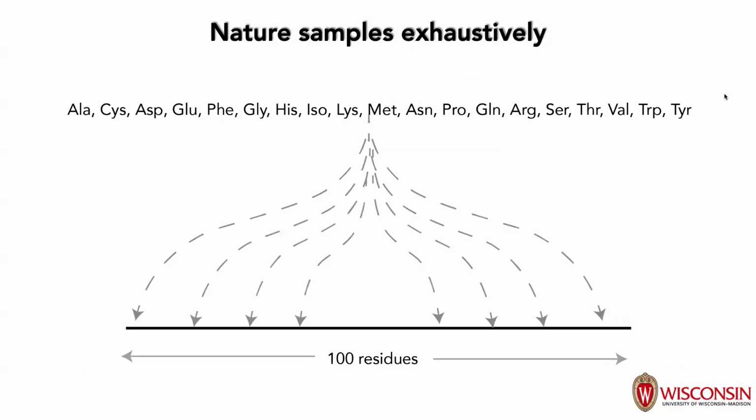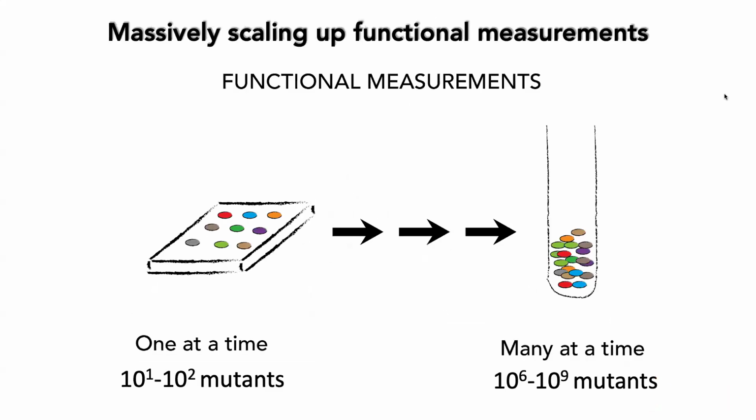Now, nature, of course, samples all mutations at all positions all the time, right? So it does this fairly exhaustively. And so if we really want to figure out how these sequence variations impact function, we ought to be able to make functional measurements at a scale beyond what we do now, which is say 10 to the 1, 10 to the 2 mutants in an arrayed fashion. We want to scale this up to say 10 to the 6, 10 to the 9 mutations, right? So the ability to make measurements at the scale at which nature samples them is absolutely essential to map out the sequence function landscape.